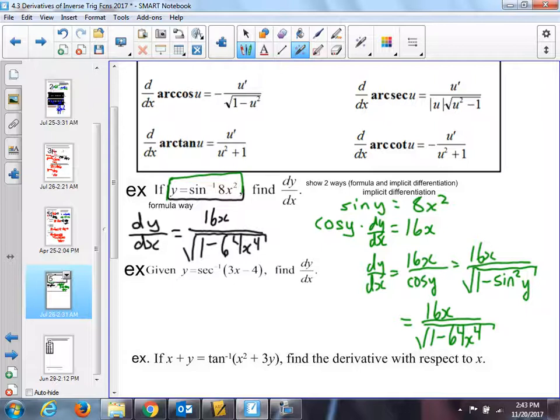Question: how do you get the inverse sine y into 8x squared? By definition, what does this inverse mean? This is asking you, this is 8x squared, and this is the answer when the angle is y. Do you follow me on that? That's x, and that'll be y.